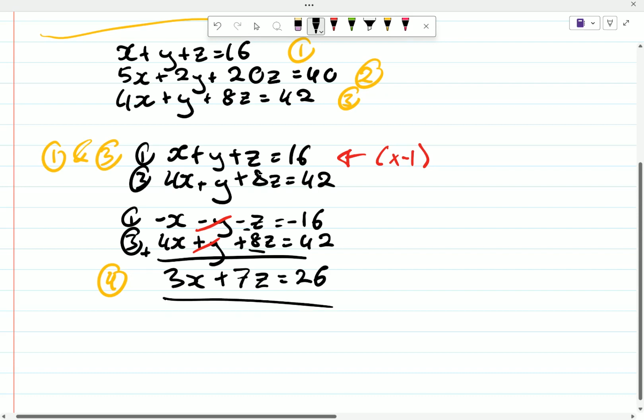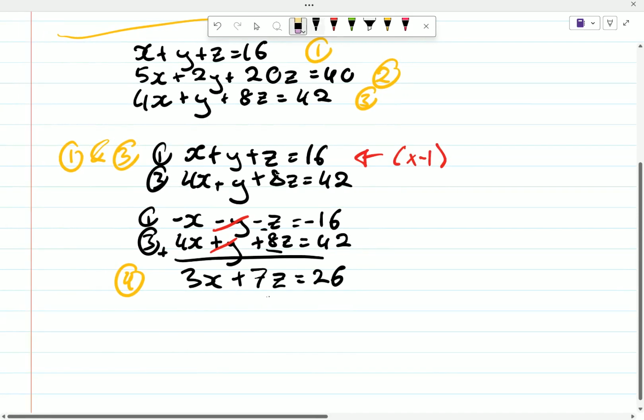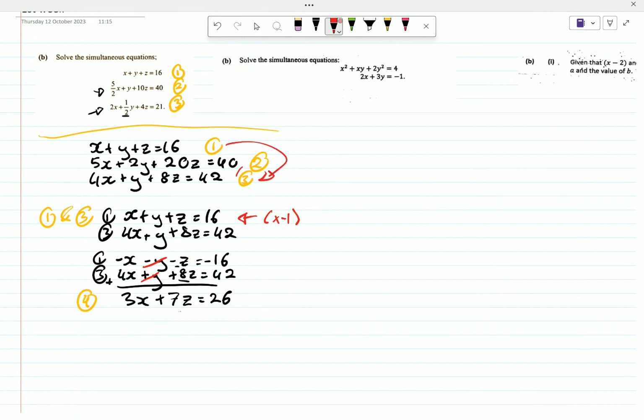Once you have two variables in your equation, x and z, you leave it at that and call it a new equation. Then you go back up to your original equations and pick the other equation that you didn't pick. We picked 1 and 3. You can pick any other two, so you can pick 3 and 2 if you want, or 1 and 2. You just have to make sure that 2 is one of the equations you pick.